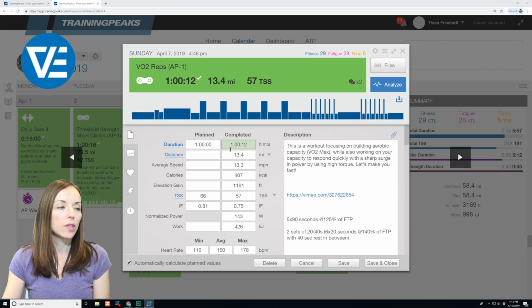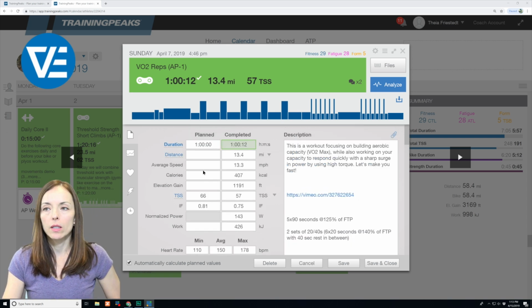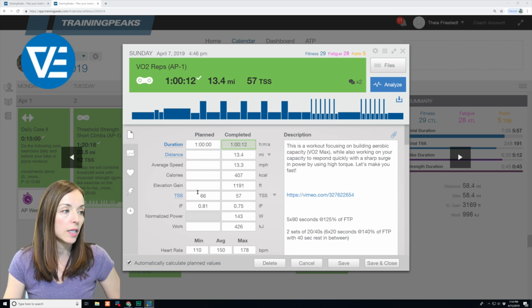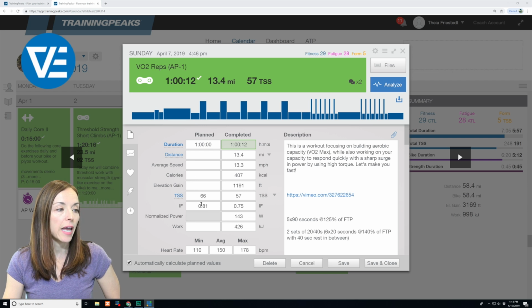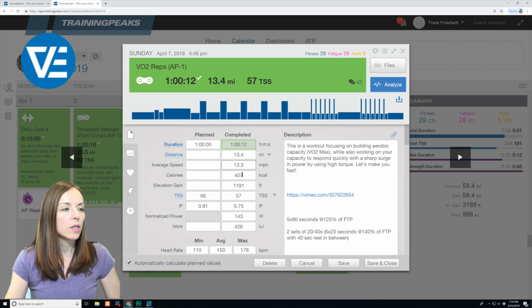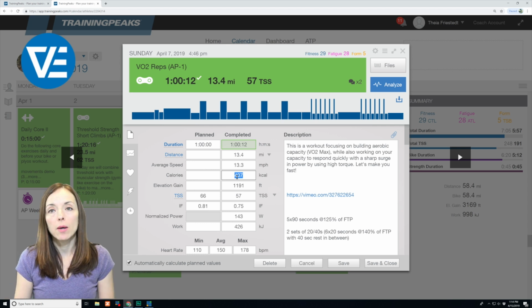Okay, so then you have on the left column here, planned. Because it was indoors, the only planned numbers are duration and TSS and IF. I'll get into those numbers in a minute. So completed was an hour, that's why you see green. Miles, total distance is right here. Average speed, pretty straightforward. Calories is an estimated number. It's really not perfect.